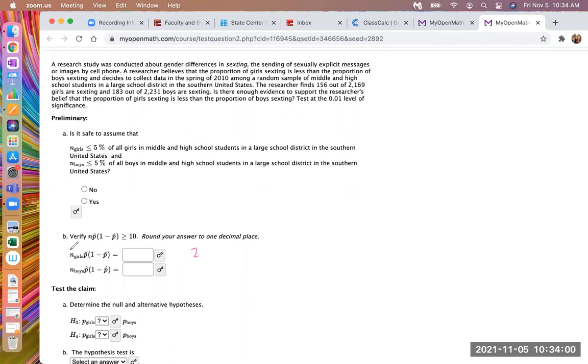So plugging in for n sub girls, I'm plugging in 2,169. For p hat, you're like, how do I find p hat? They don't put it there, it's just too tedious, I think. But p hat for the girls is going to be x1 over n1. So the number of people who were sexting, that's the characteristic of interest, who tested positive, if you will, they were a success.